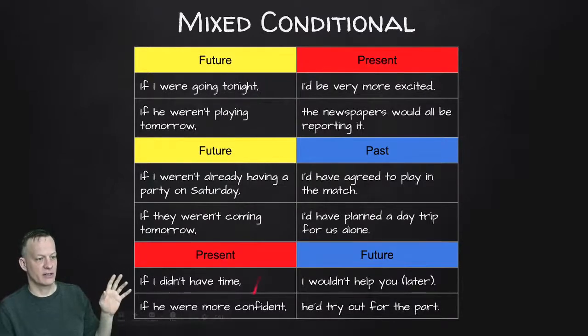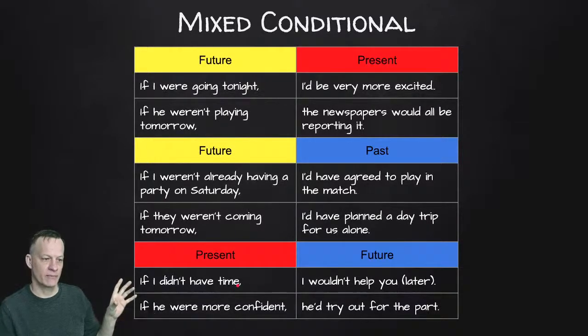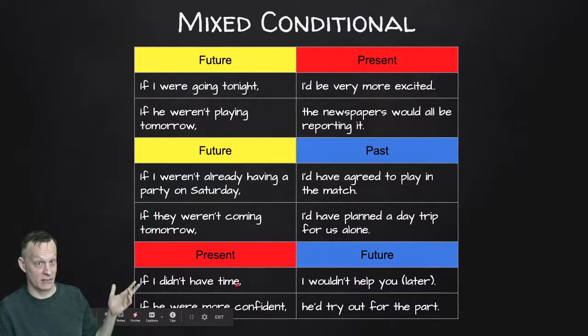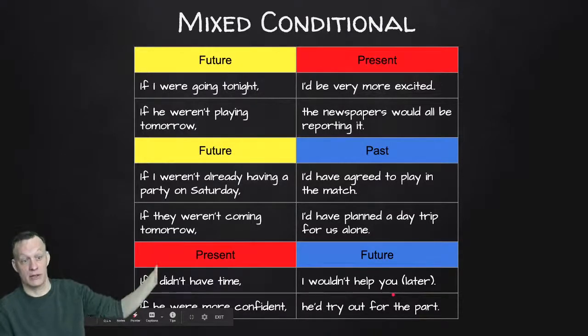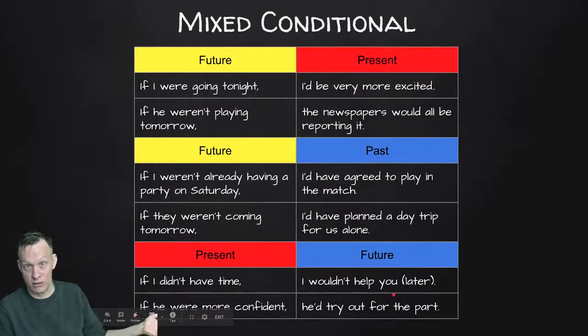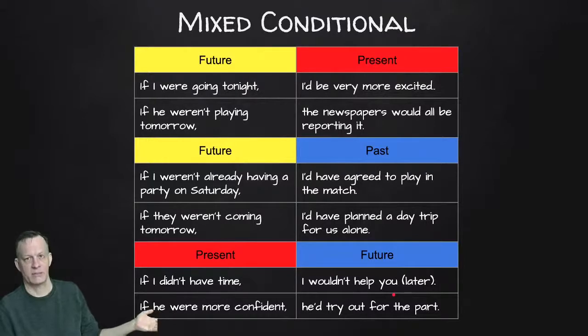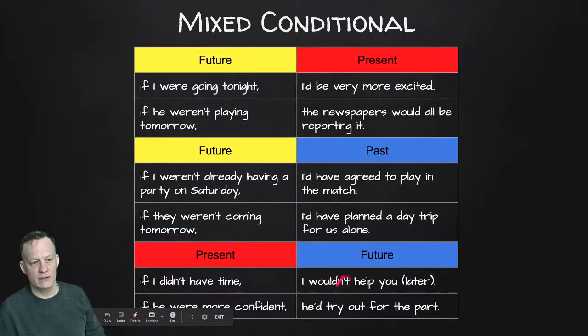So present, if I didn't have time, I do have time, but if I didn't have time, I wouldn't help you later. Or I wouldn't help you tomorrow if I didn't have time. Of course I have time. I will help you tomorrow. So here, the wouldn't gets a little bit tricky. Yeah, I wouldn't help you if I didn't have time. Of course I have time. I'm going to help you later.